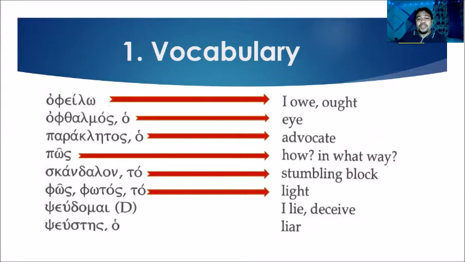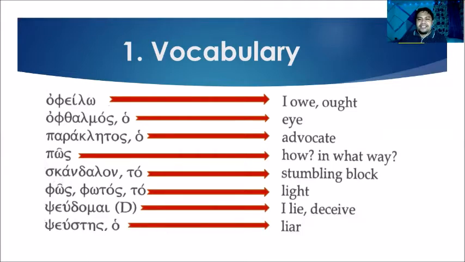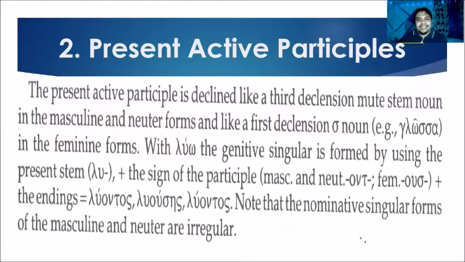Next word is pseudomai. It means I lie or deceive. And the last is pseustes. It means liar. All right, so those are vocabulary for today. Let's proceed to the lesson.